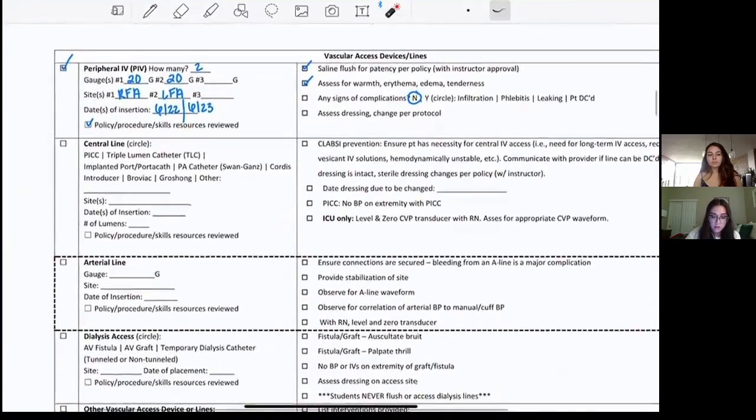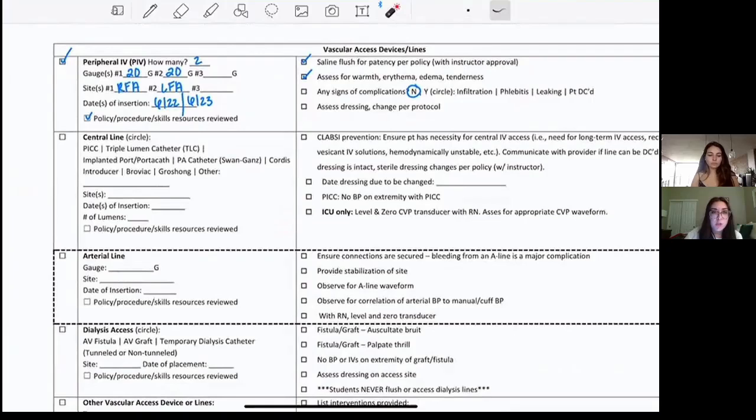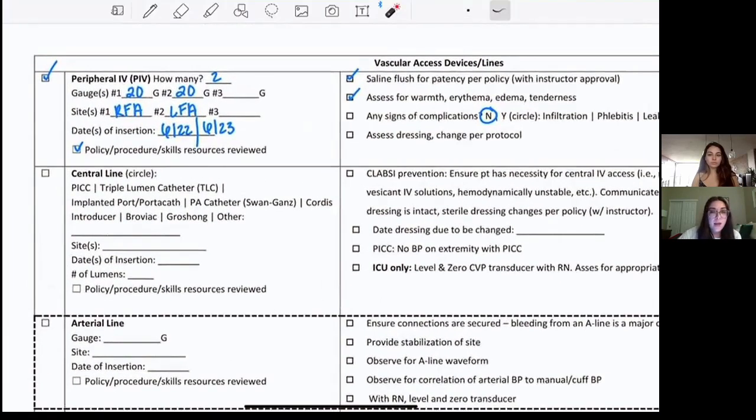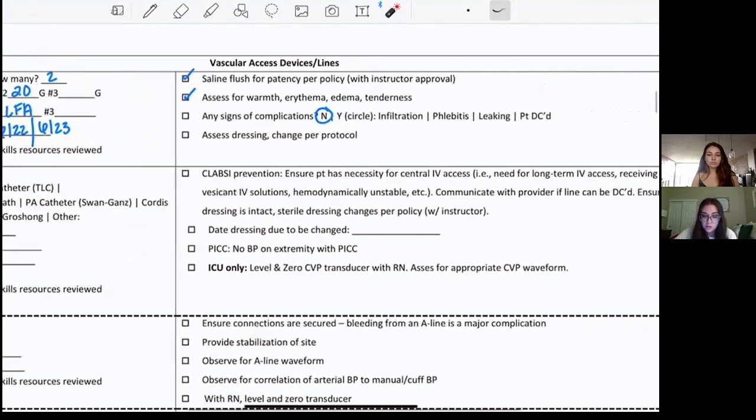Here we have all of our lines. So when you chart your peripheral IVs, that's all going to go right here. So the number that they have, the gauges of each one, the location of each one, and the dates that they were inserted. This section over here is also important.